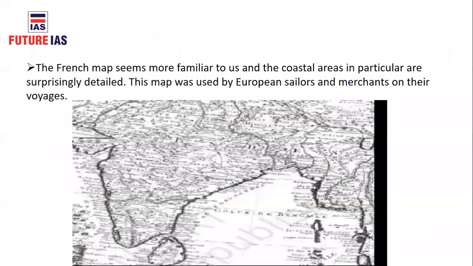And this is the second map, where a French geographer has given this map. This map was used by the European sailors when they moved from Europe towards the Indian subcontinent, and by merchants on their voyages. It looks familiar to us, and the coastal areas are in such great detail. You can see this is the map of India, this is the peninsular part, this is Sri Lanka. It was so detailed that it looks like today's map.